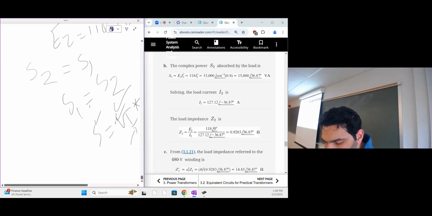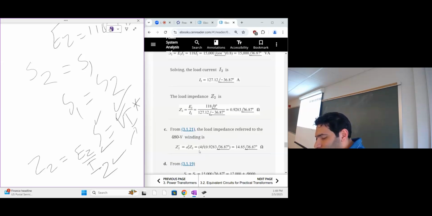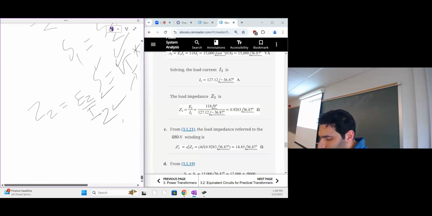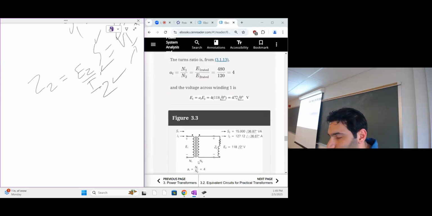And then the load impedance, Z2 is equal to E2 over I2. Those two are given now. 118 over this value. So it's 0.92 with this angle. And then get the load impedance referred to the primary winding, the 480. You have to say that we need to apply this turns ratio, but multiplying by the square. So you multiply that by 4 squared instead of 4. Okay, so you obtain this value on the primary side, although you started with the secondary, with Z2. Okay?